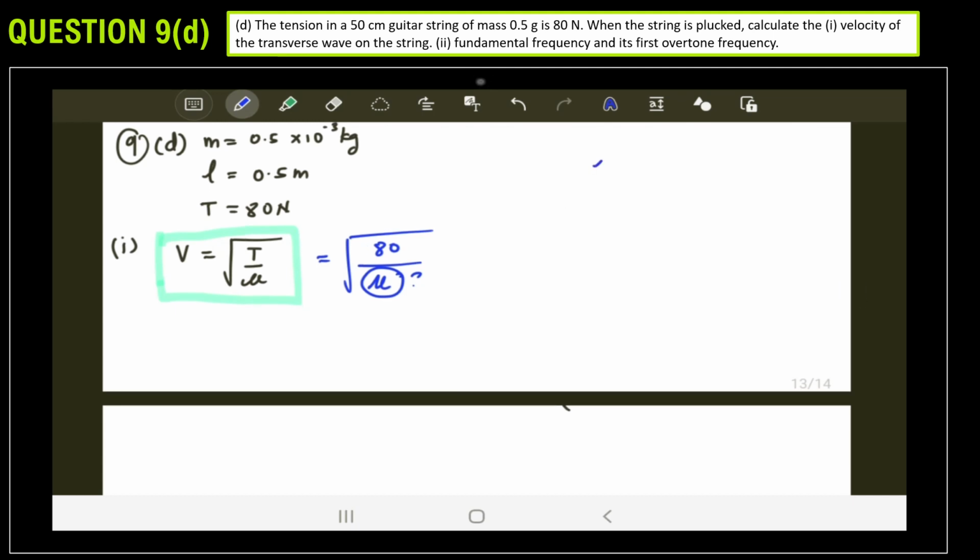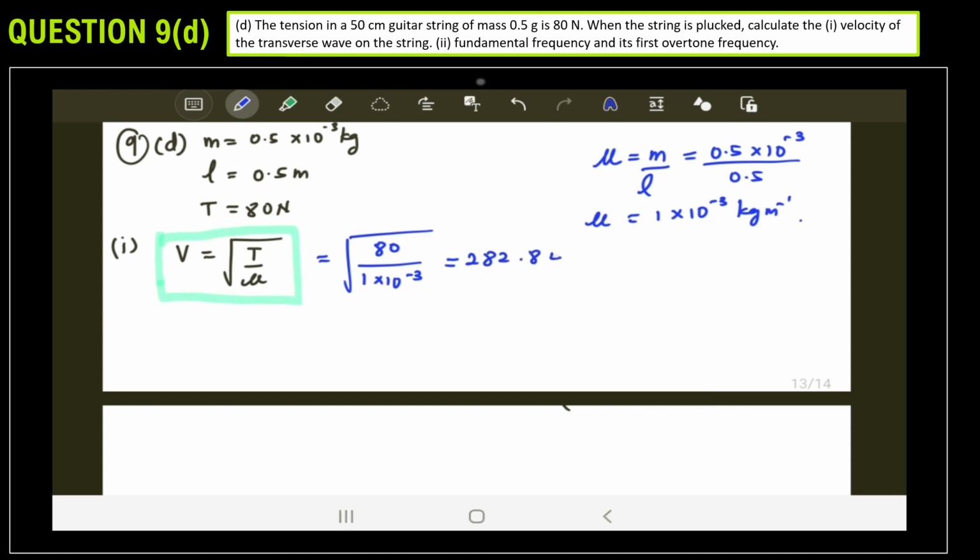Remember that mu is equal to mass per unit length. Given that the mass of the string is 0.5 exponent negative 3, and the length of the string is given as 0.5, therefore mu is equal to 1 times 10 power of negative 3 kg per meter. Make sure you change to kg first for the mass, and length is in meter. Now we can straightly substitute here. Mu is equal to 1 times 10 power of negative 3, and finally V is equal to 282.84 meter per second. So this is the velocity of the transverse wave on the string.